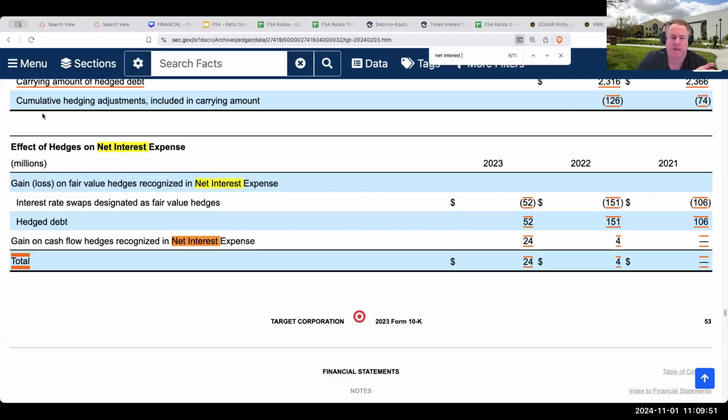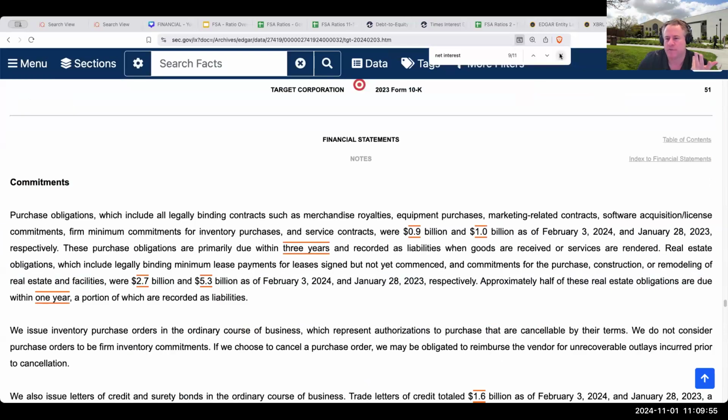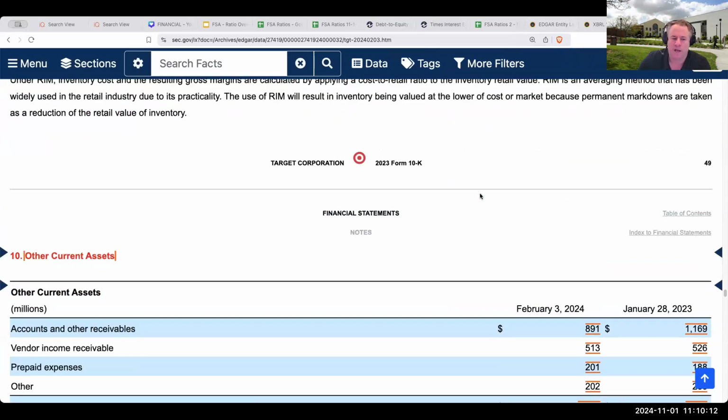So here I'm on the SEC's website. I am looking through the financial statements of Target. What I'm trying to do is make sure that my interest expense is not net, that it is the gross amount of the interest expense. So what I need to do is look at the balance sheet.